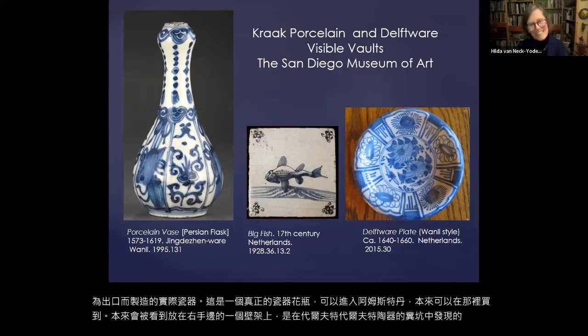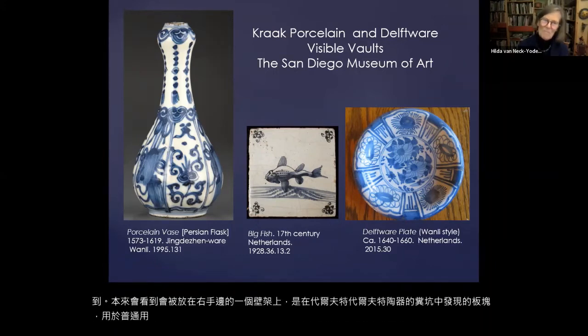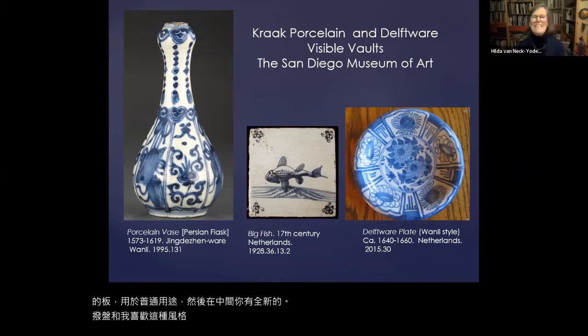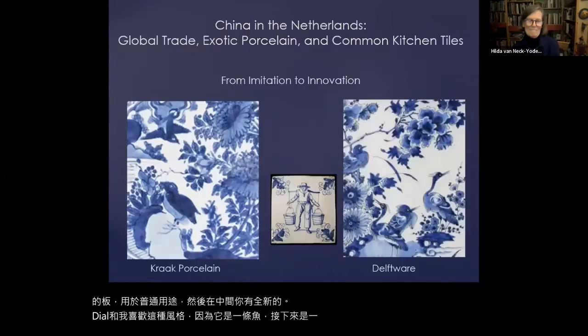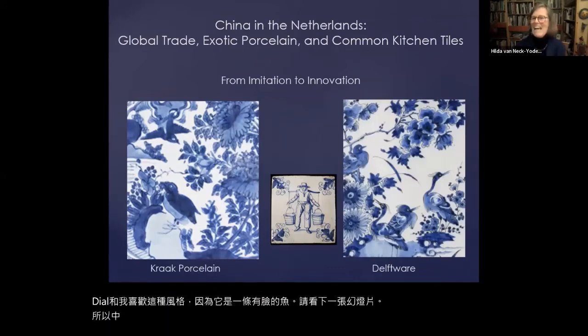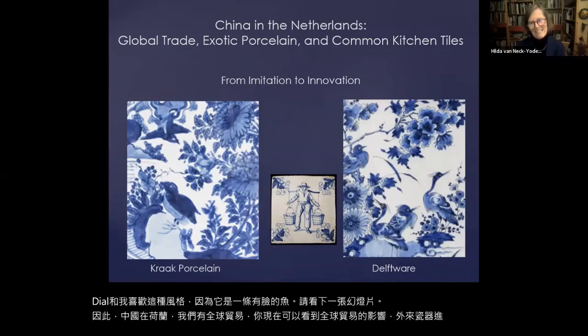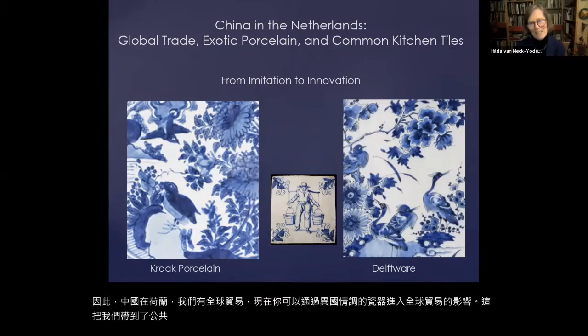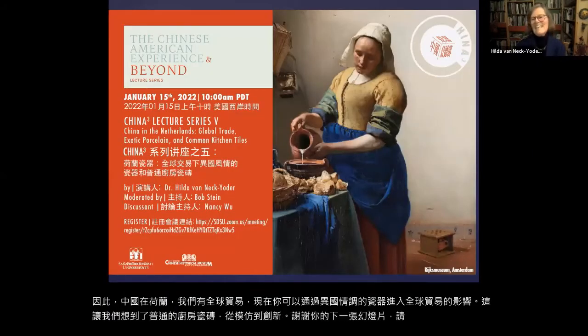And then in the middle, you have that completely new tile. And I love this tile because it is a fish with a face. Next slide, please. And so China and the Netherlands, we have global trade, and you can now see the effect of global trade with exotic porcelain coming in, and that led us to common kitchen tiles, from imitation to innovation. And thank you. Next slide, please, which will be my last slide. And that is it. Thank you very much.